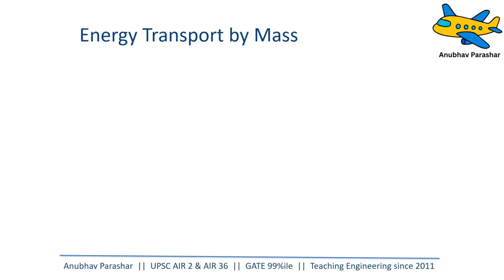So let us see what is the energy transported by mass. The total energy which is being transported can be written as mass multiplied by enthalpy plus V square by 2 plus gz.